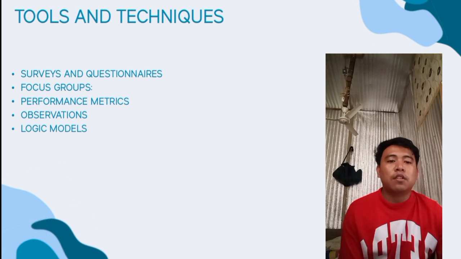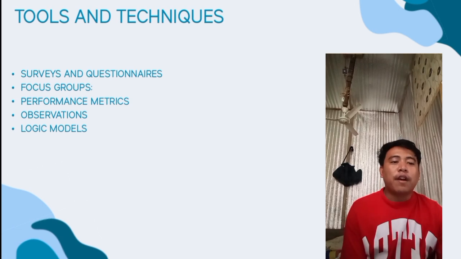Performance metrics. Example: tracking the accuracy of completion rates before and after training. Explanation: quantitative metrics showcase the direct impact of training on employees' performance. Observation. Example: watching how customer-facing employees use new communication techniques during interactions. Explanation: provides real-time insight into the application of learned skills.